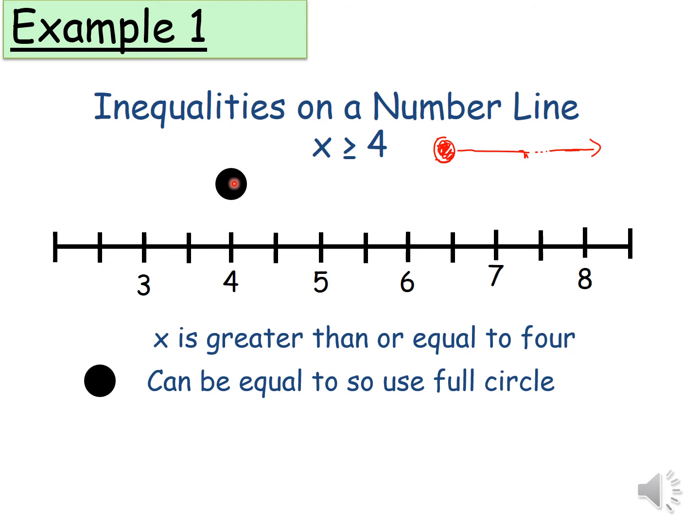Now because it's greater than, I know that x can be 4, but it can also be any number above 4. My arrow will be going that way. This is how you represent this inequality on a number line. With your ruler, can you copy this number line out, copy out this inequality, and then show this representation? Once you have done that, then move on to the next example.